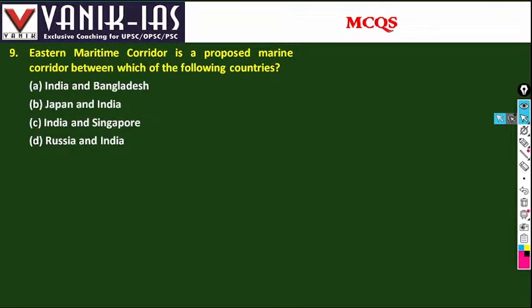Then the Eastern Maritime Corridor, the proposed maritime corridor between the countries, so it will be between India and Russia. Eastern Maritime Corridor between Russia and India was recently discussed.